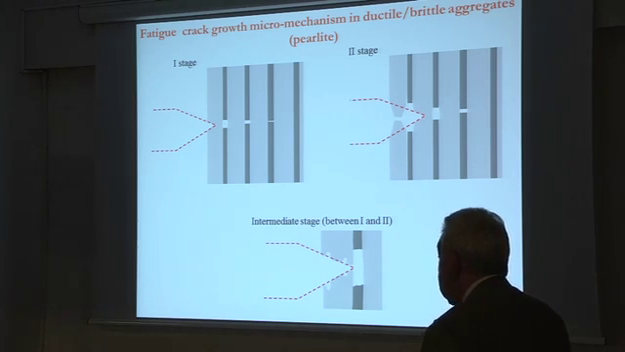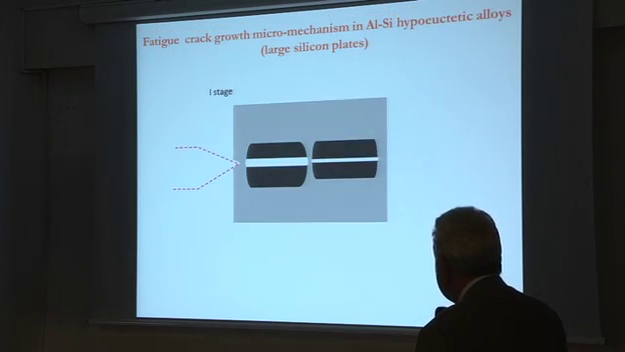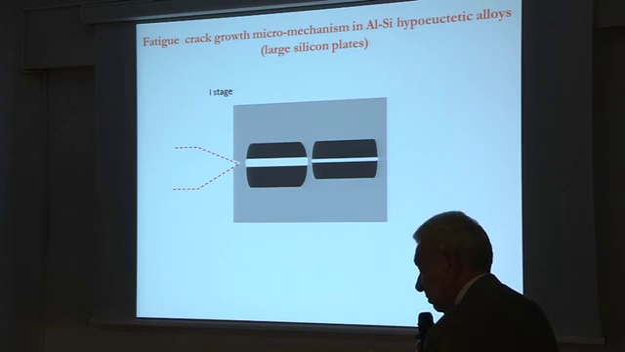Like we were saying before in the case of perlite, which is repeated from the previous situation that we were analyzing on perlite, now we may have large silicon plates, and again, the silicon plates break in front of the crack tip due to the plastic zone that strains them too much.